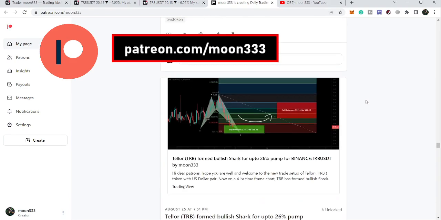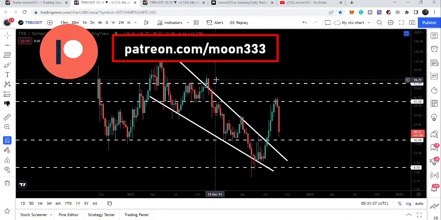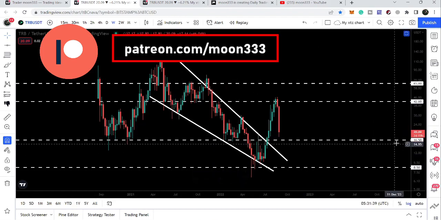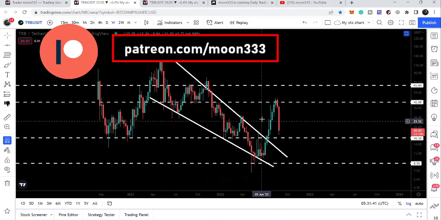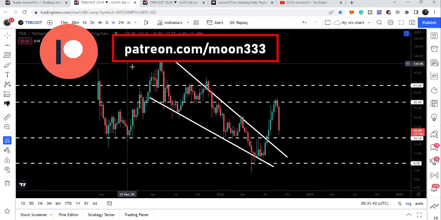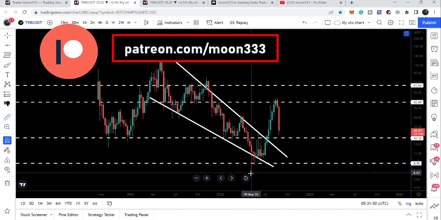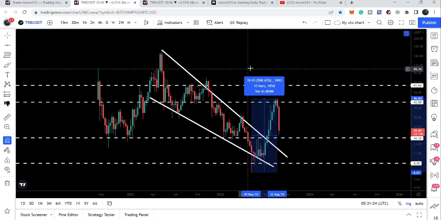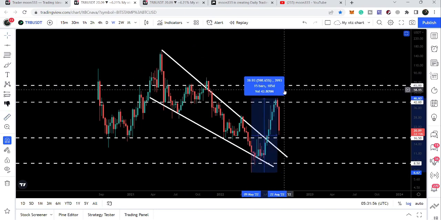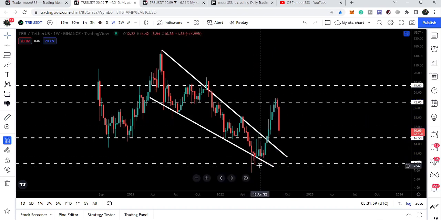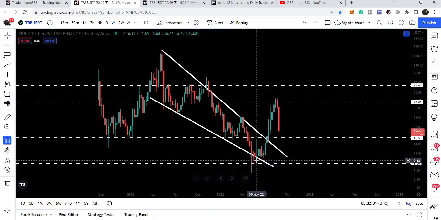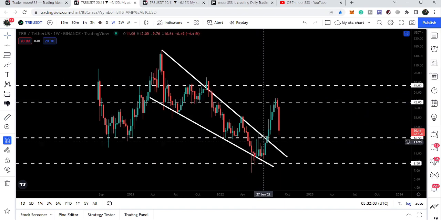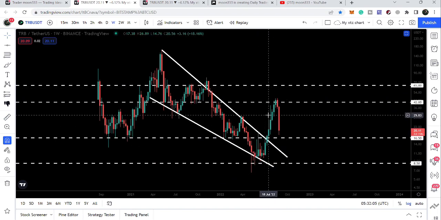So let's start the analysis, and first of all, let me take you to this weekly time frame chart. Here we can see that TRB had a very powerful rally when we touched this support at $8.50. We had a quite big move from this low to this high, almost 600%, a 598% rally. But you can observe that during this move there was no price correction. Therefore, the price correction was expected.